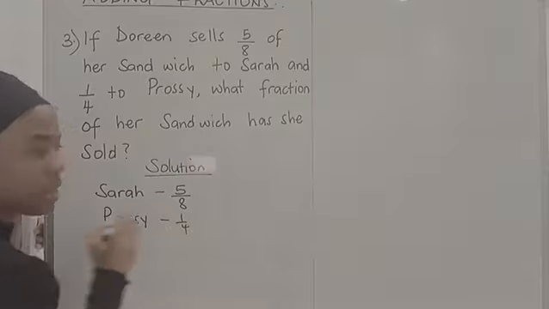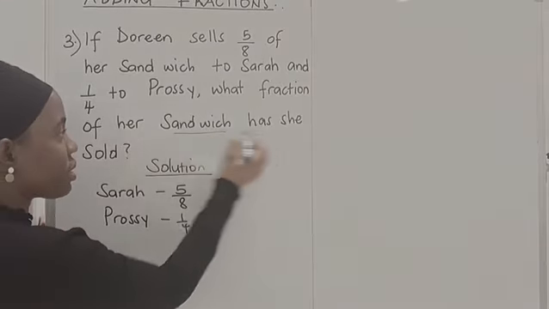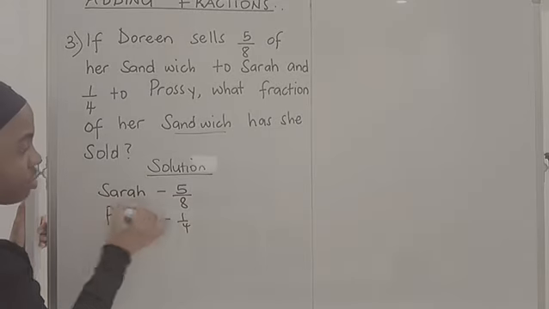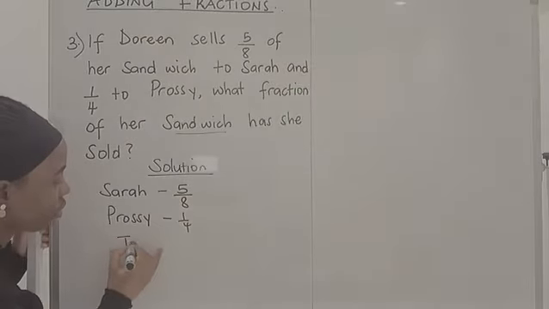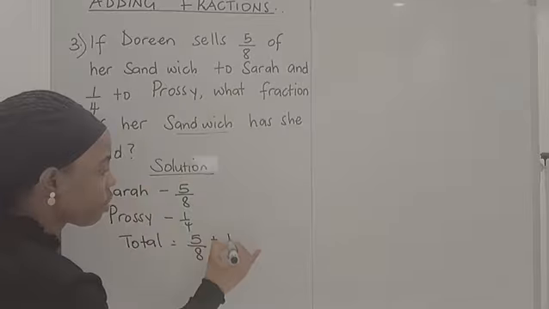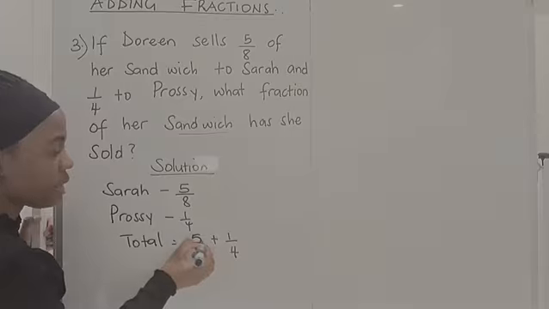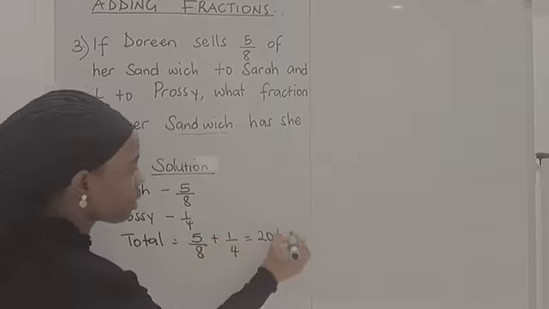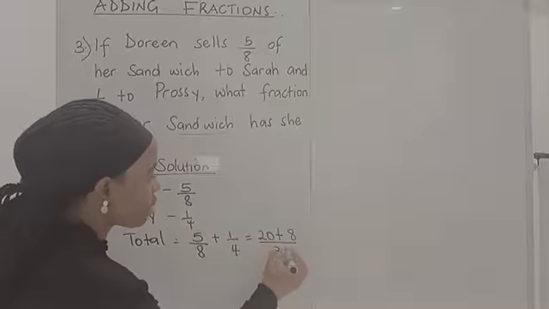And Prosy was given a quarter. Now, if they ask what fraction of the sandwich was sold, it means that you're going to add the total, meaning that you're going to add Sarah's portion and Prosy's portion. So, the total is going to be 5 out of 8 plus 1 out of 4. Now, if we use our cross multiplication method, this times this, you will get 20 plus 8 times 1, you will get 8. Divide by 8 times 4, you have 32.